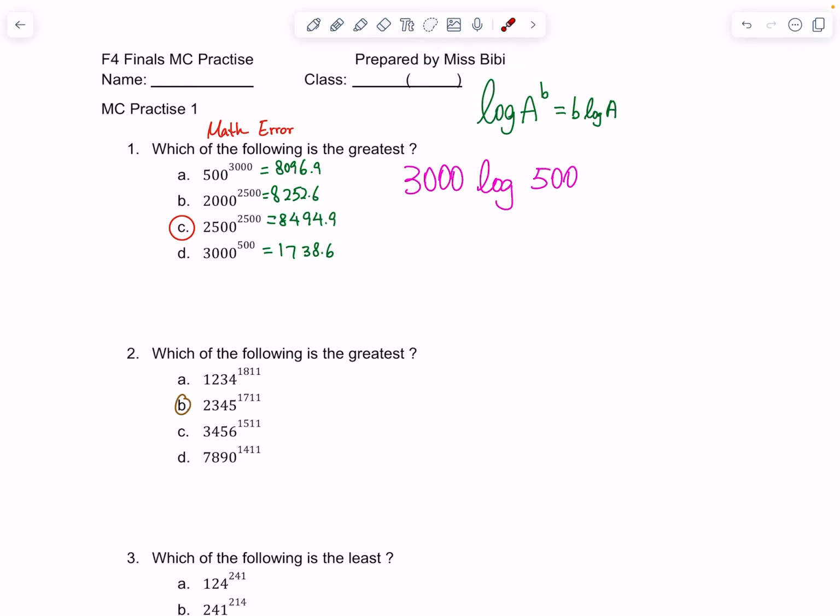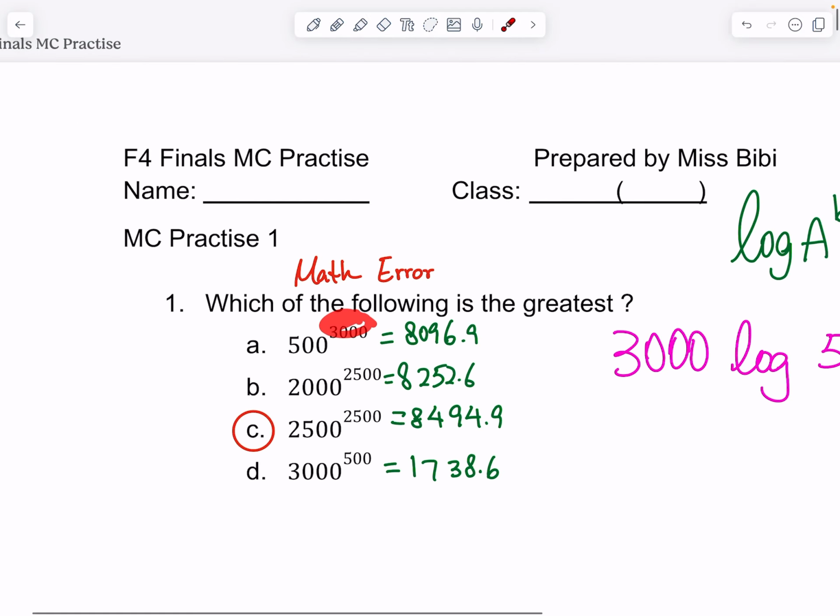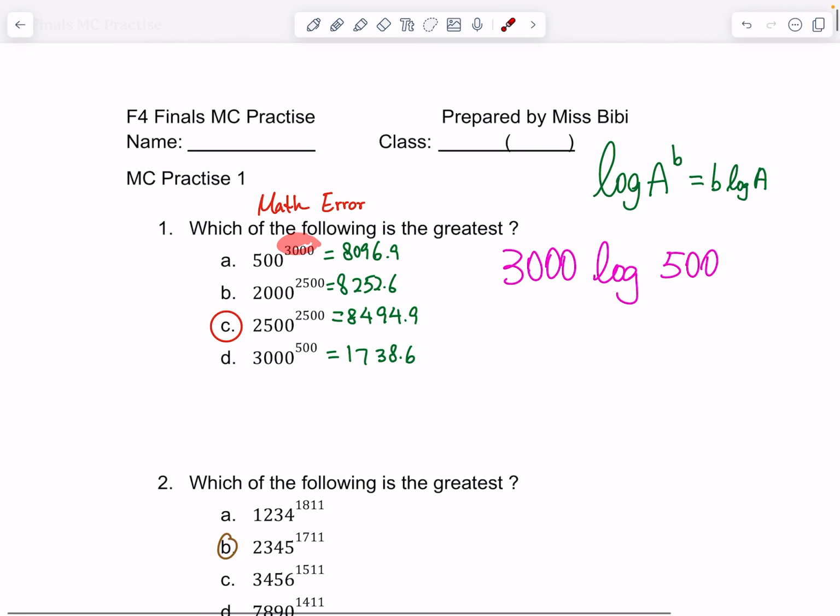Now, of course, I want you to click the calculator first. 500 to the power of 3000, what do you get? You did not get this. This is too small, obviously, because this is basically 500 times 500 times 500, 3000 times. So you will see that after clicking calculator, you get math error. Then how do I do it? Because I will be getting math error for all of them.